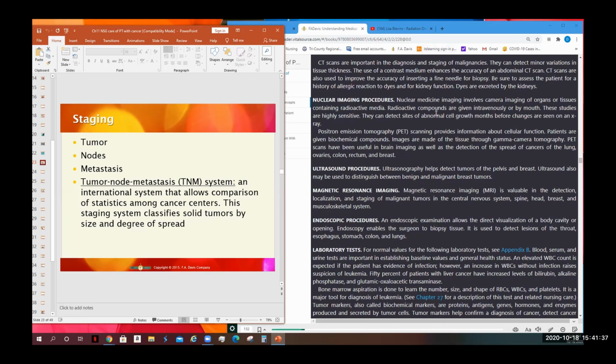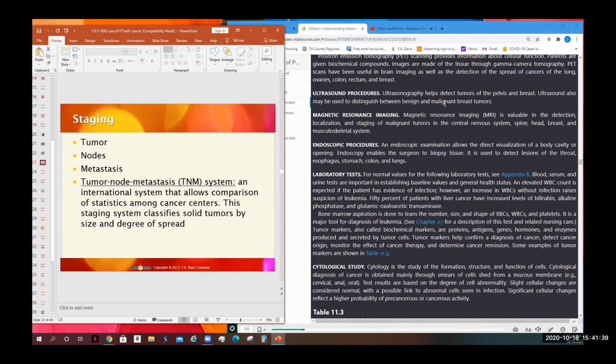Ultrasound procedures. Ultrasonography helps detect tumors of the pelvis and breast. Ultrasound also may be used to distinguish between benign and malignant breast tumors. Magnetic resonance imaging, MRI, is valuable in the detection, localization, and staging of malignant tumors in the central nervous system, spine, head, breast, and musculoskeletal system.